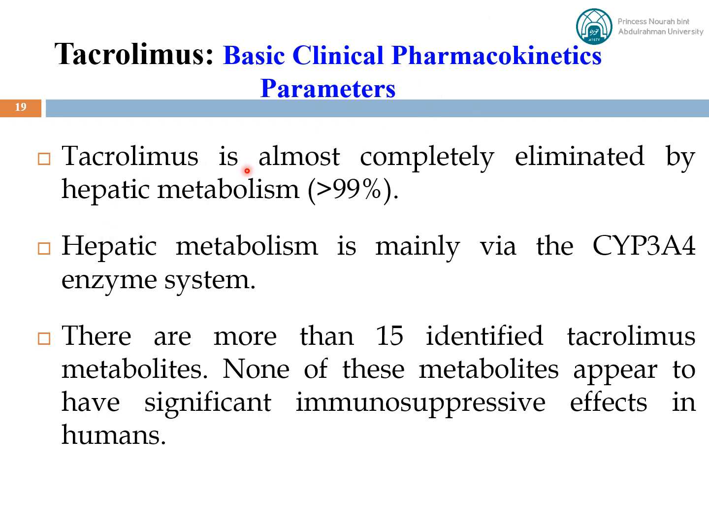First of all, we should know that it is almost completely eliminated by hepatic metabolism, more than 99%, very similar to cyclosporin. Hepatic metabolism is mainly achieved via the CYP3A4 enzyme system. There are more than 15 identified tacrolimus metabolites. None of these metabolites appear to have significant immunosuppressant effect in humans. They are therapeutically ineffective as immunosuppressants.